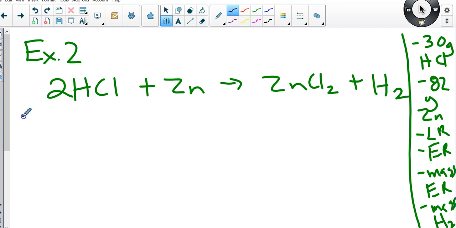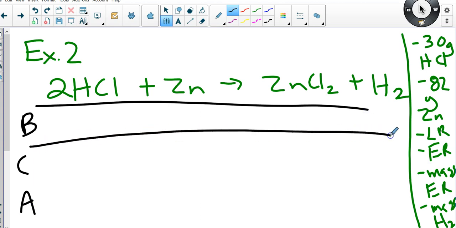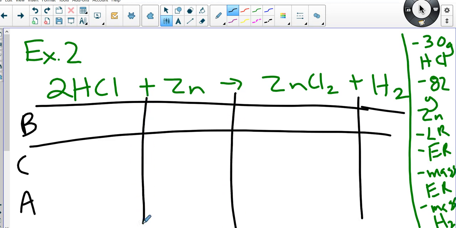I'm going to kind of just slowly start to fill stuff in. That sounds good.